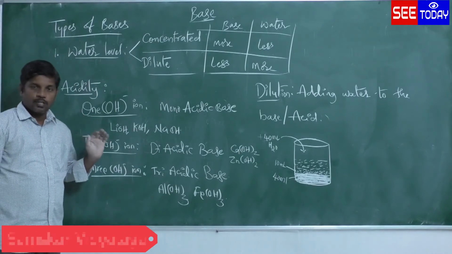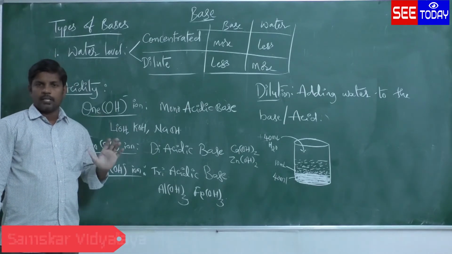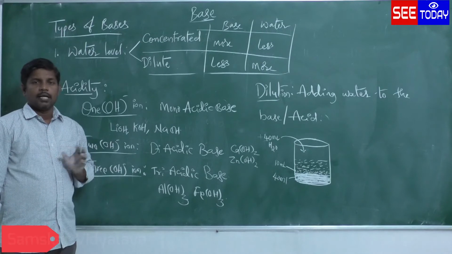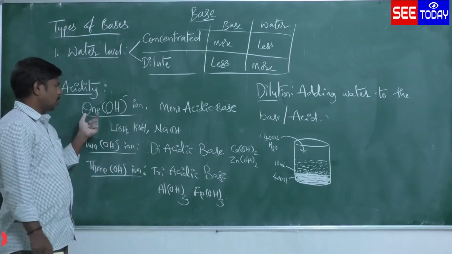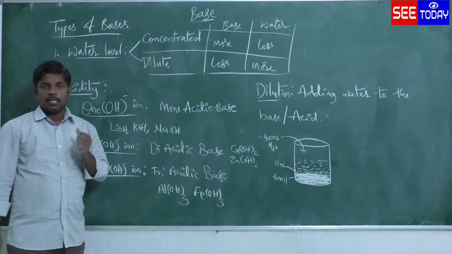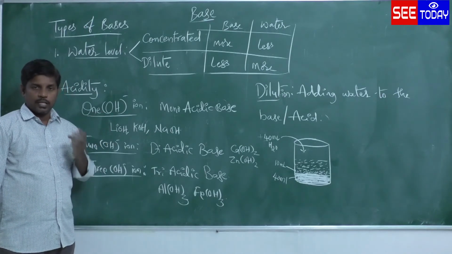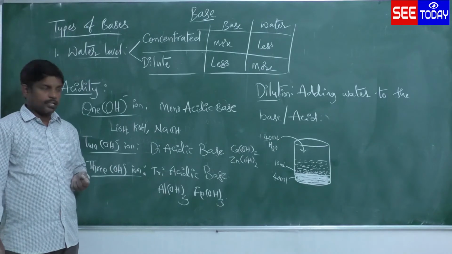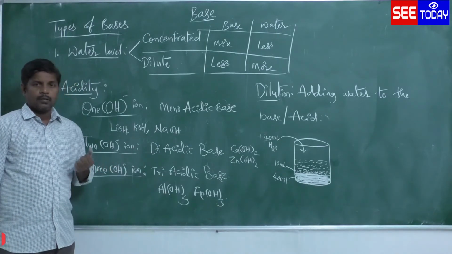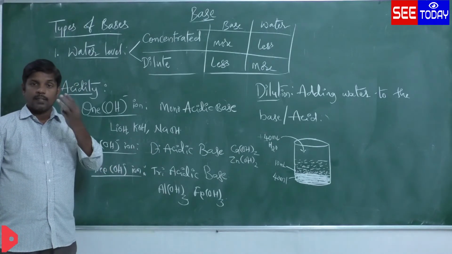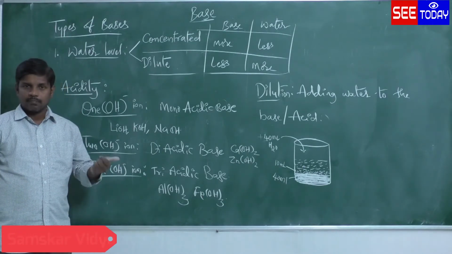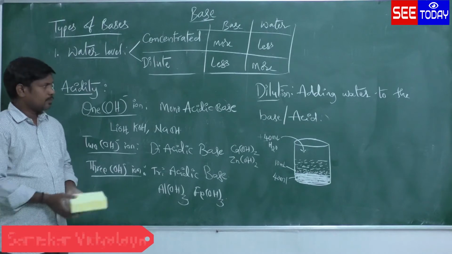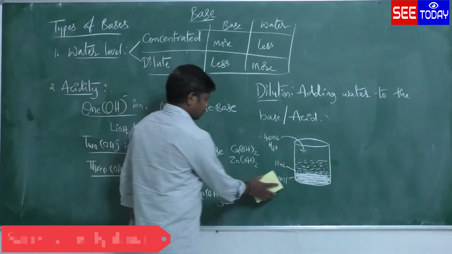So acidity, what is acidity? The capacity to release number of hydroxide ions on complete ionization is called acidity. If the given base is releasing only one hydroxide ion, we call as monoacidic base. If it releases two hydroxide ions, diacidic base. If three hydroxide ions, triacidic base. Clear? Next.